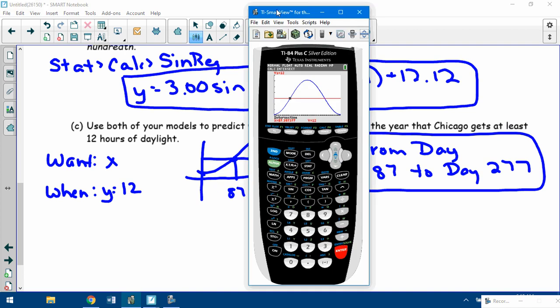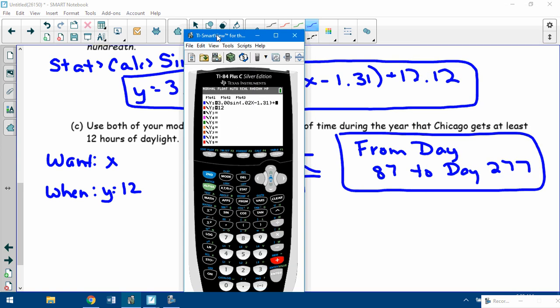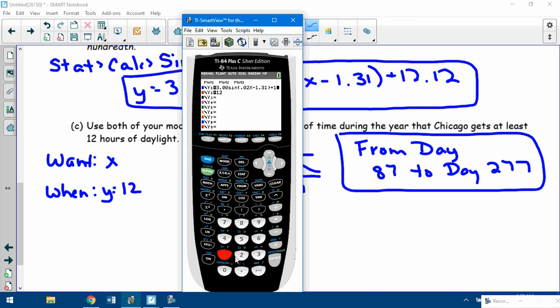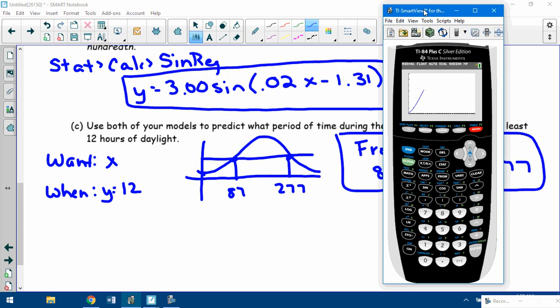Now I've got to use this second regression, so I'm going to leave everything as is, but just change my first y equals to that regression equation, 3.00 sine. Remember, this one's written a little bit different. It's 0.02 x minus 1.31. There's no extra set of parentheses in there. Plus, what was the answer? 12.12. Hit graph on there.